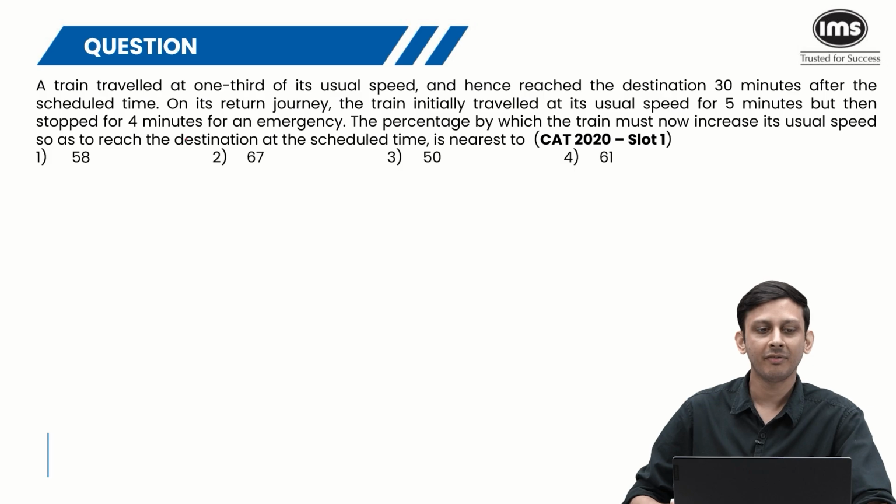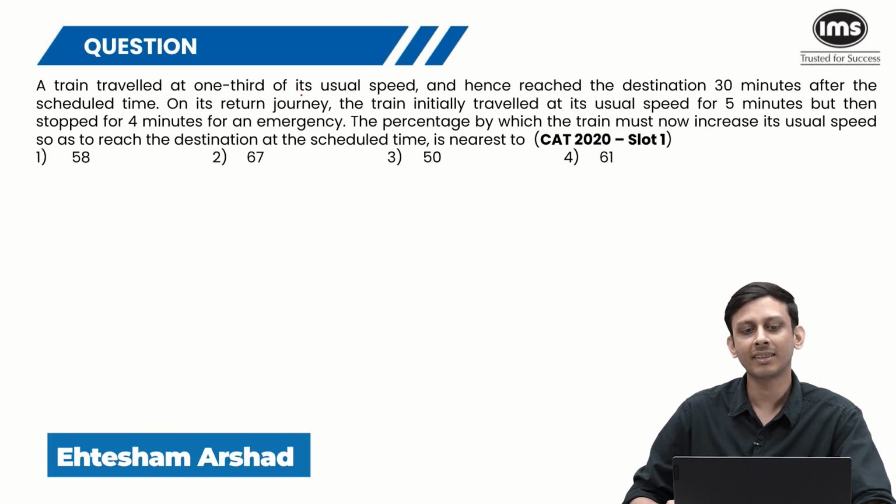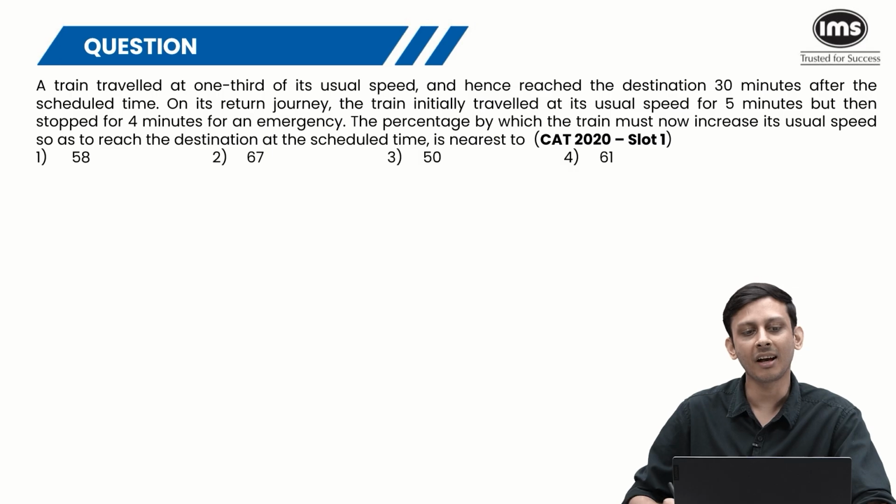Now, in this question, we've been given that a train traveled at 1/3 of its usual speed and hence reached the destination 30 minutes after the scheduled time. On the return journey, it traveled at usual speed for 5 minutes, but then stopped for 4 minutes for an emergency. Then the percentage by which the train must now increase the usual speed, so as to reach the destination at the scheduled time, is closest to which value?